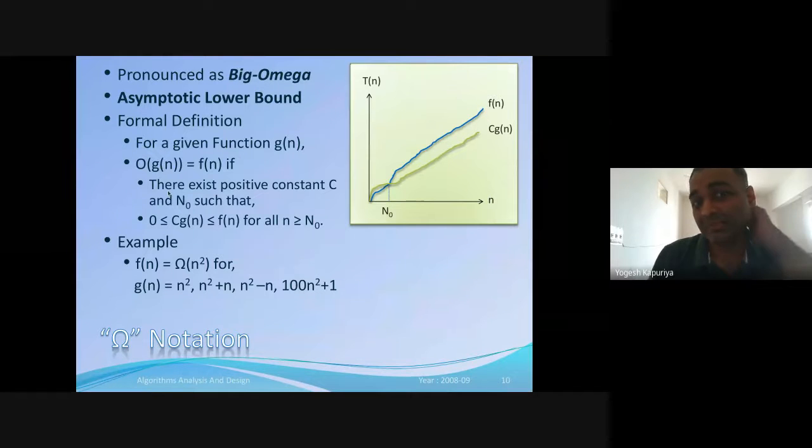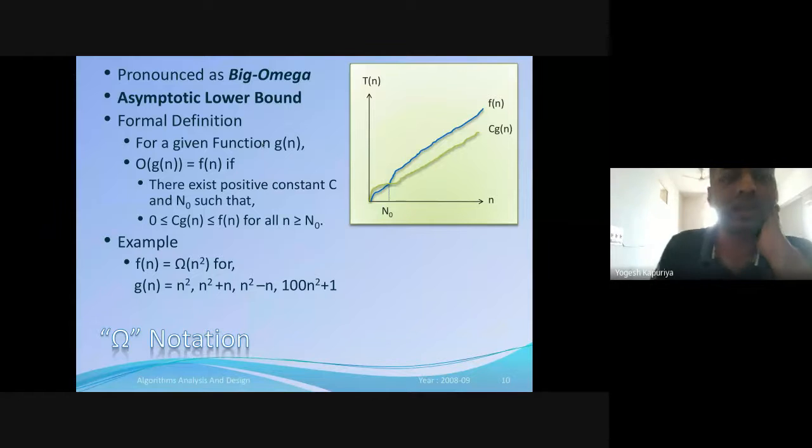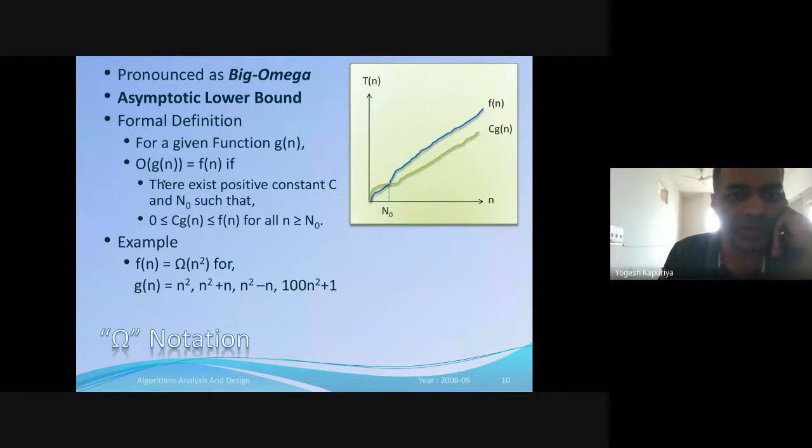Right? So the same thing is mentioned over here. Sorry, I think this should be fn, not gn. So for a given function fn, you have some value of... again, this is also not true. This should not be big O, it is big omega. I don't know why there are so many mistakes. So this is big omega.